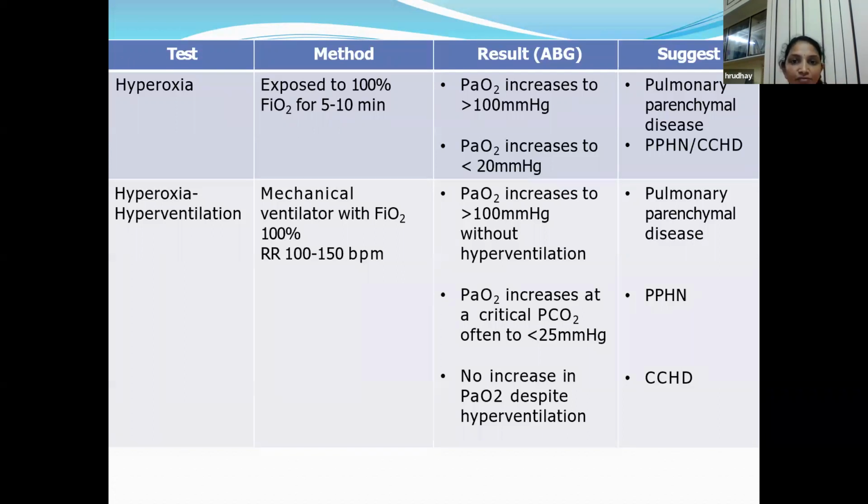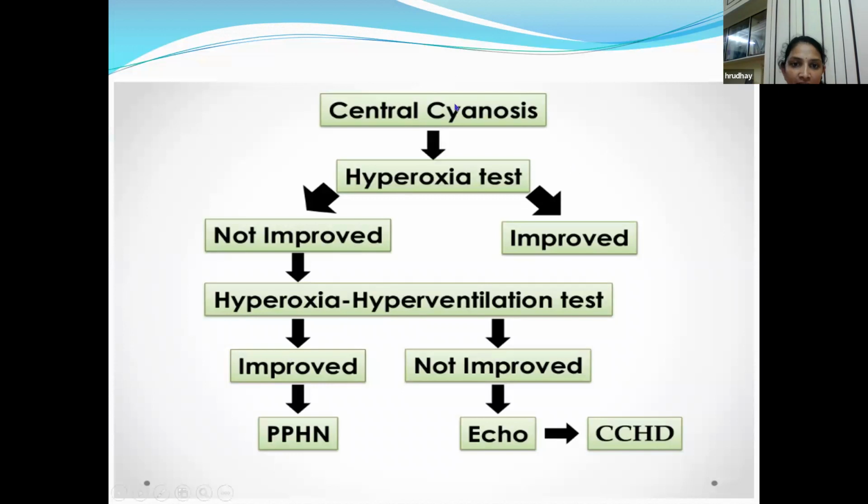So in that condition, if PaO2 increases by more than 100 mm Hg without hyperventilation, then it is a pulmonary parenchymal disease, because it is a pulmonary pathology. If PaO2 increases at a critical PCO2, often less than 25 mm Hg, then it is PPHN, that is, pulmonary hypertension is the cause. When there is no increase in PaO2 despite hyperventilation, it is nothing but critical congenital heart disease. So here comes central cyanosis.